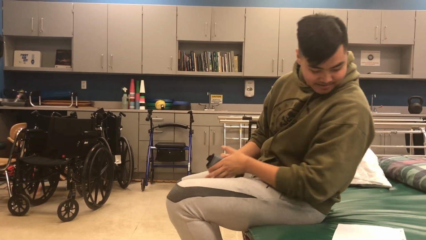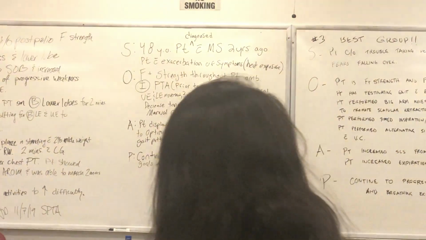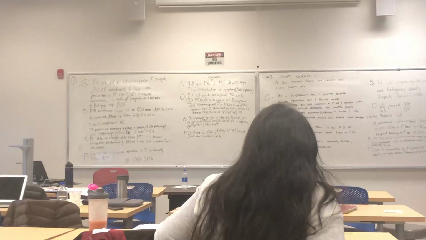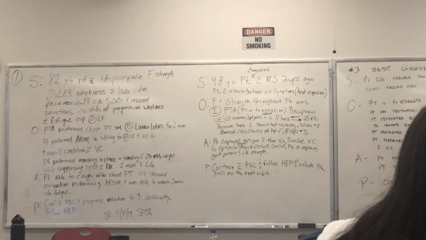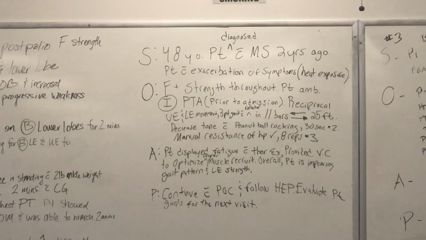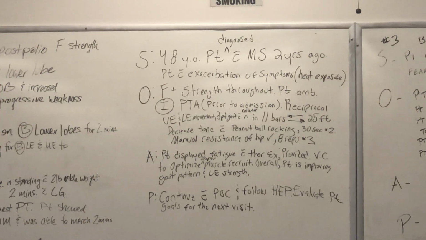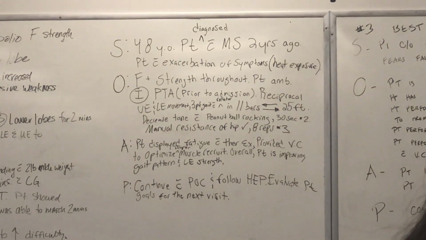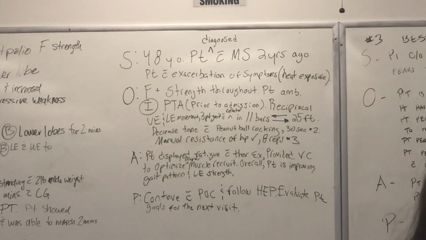Okay, good job. Okay, read your note, please. 48-year-old patient diagnosed with MS 2 years ago. Patient with exacerbation of symptoms with heat exposure. Fair plus strength throughout. Patient ambulated independently, PTA prior to admission. Reciprocal upper extremity, lower extremity movement, 3-point gait with rollator and parallel bars there and back 25 feet. Decreased tone, we didn't do this, but that was just another one. Decreased tone with peanut ball rocking, 30 seconds times 2. Manual resistance of hip flexion, 8 reps times 3.